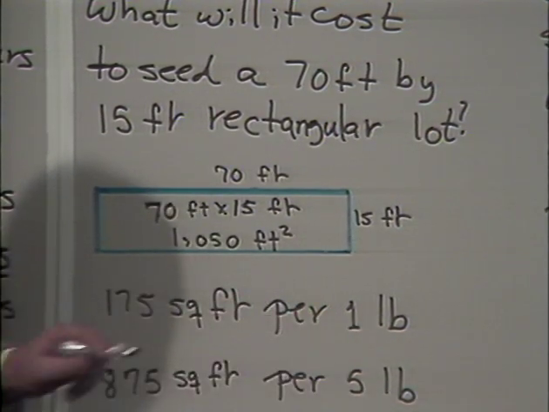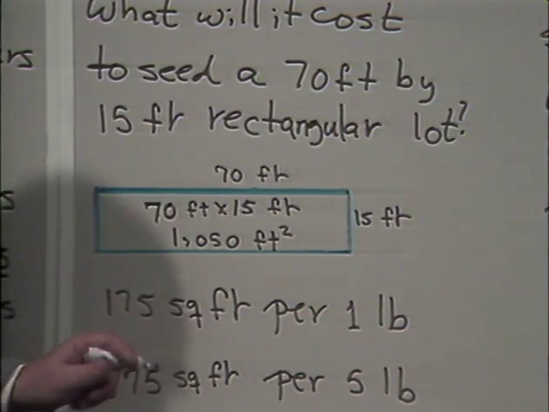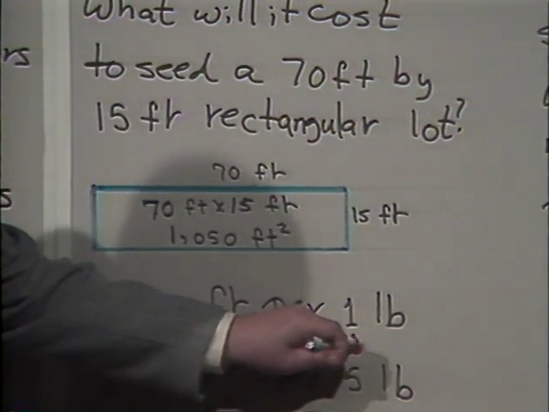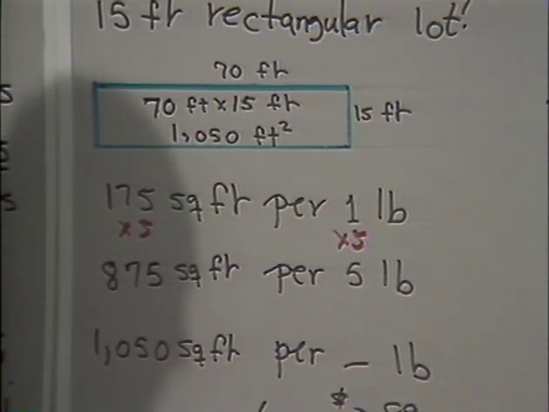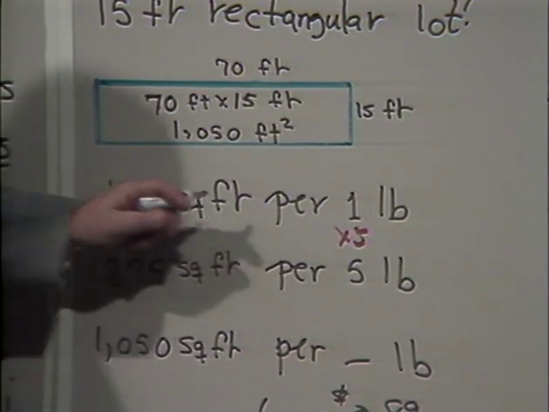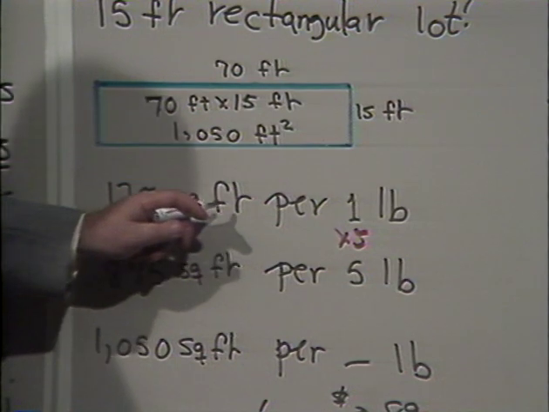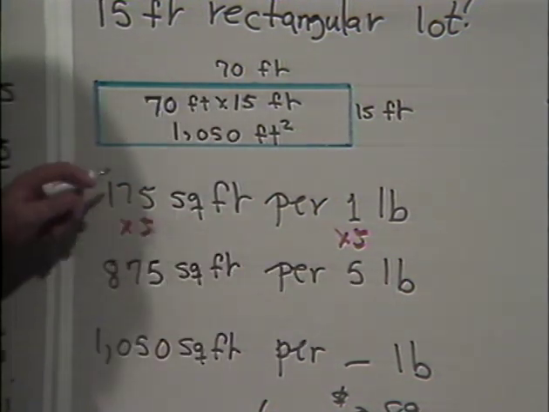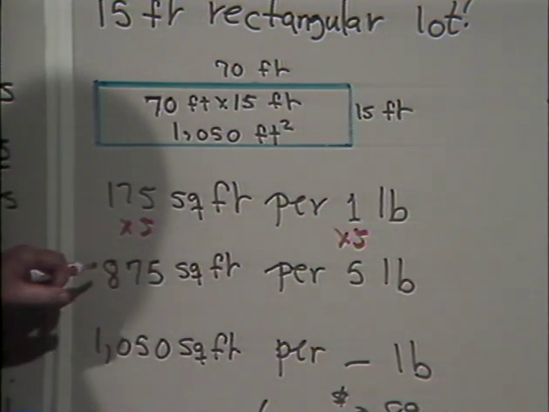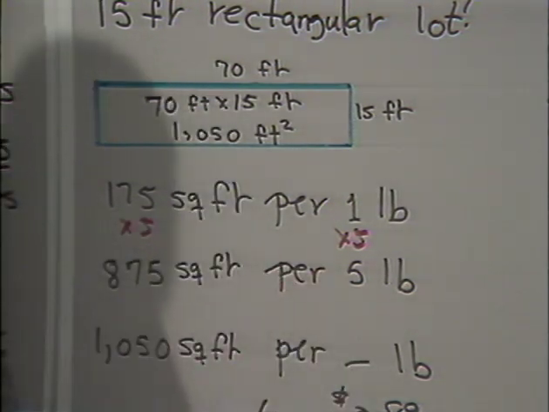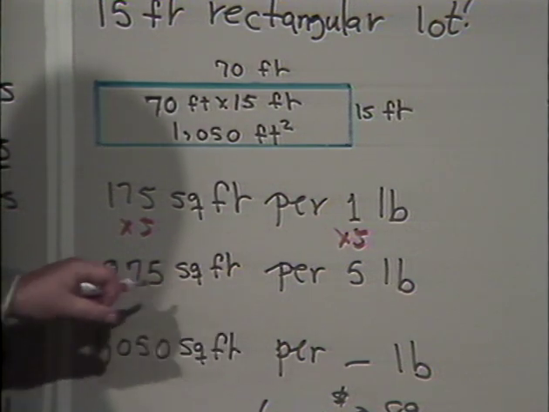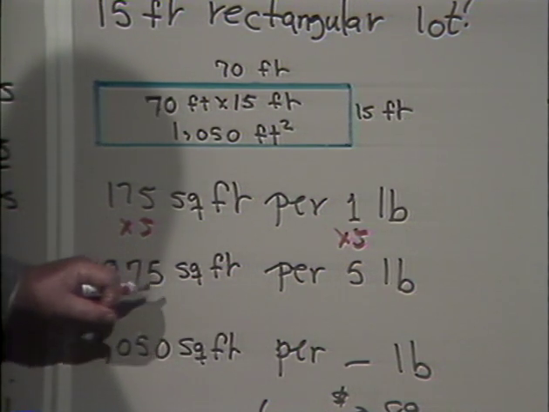In other words, if 1 pound takes care of 175 square feet, how much will 5 pounds take care of? See, remember, in a rate problem, I can multiply both sides of the rate by the same number. So if 1 pound takes care of 175 square feet, 5 pounds will take care of 5 times 175. That will be 875 square feet per 5 pounds. So before I even go any further with this problem, I right away know that I'm going to need more than 5 pounds, because 5 pounds will only cover 875 feet.